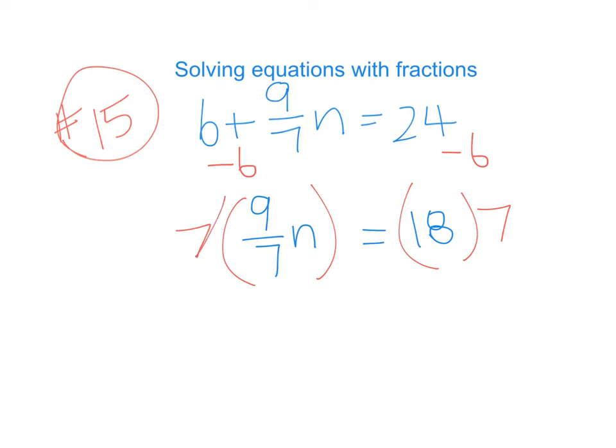So 7 divided by 7 gives me a 1, which is great. Now this is 9n equals 18 times 7. 18 times 7 is 126. Again, we are trying to get the n by itself. That is the goal. Right now we have 9 times n. So to get rid of a 9 times n, we're going to divide by 9, keeping in mind that we need to do it to both sides.